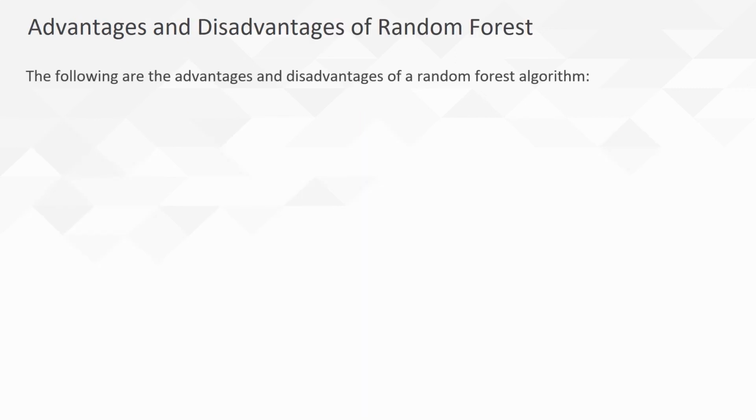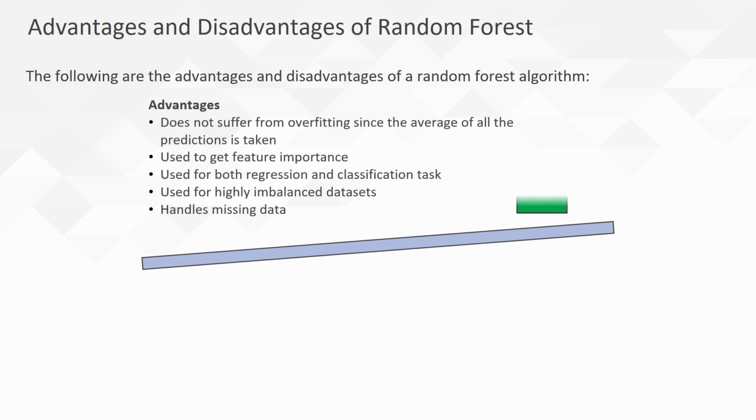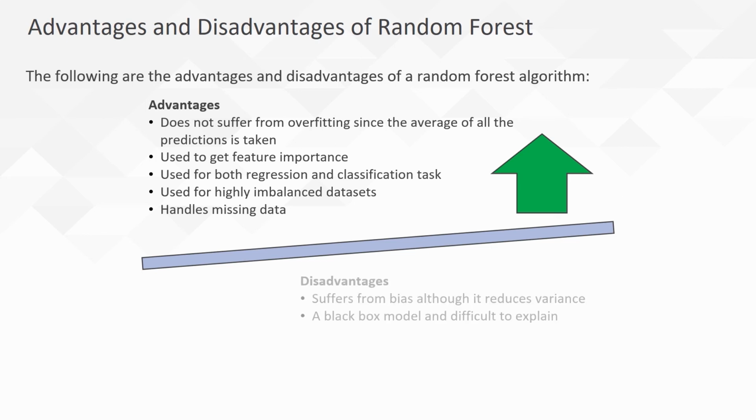The following are the advantages and disadvantages of the random forest algorithm. It does not suffer from overfitting, since we take the average of all the predictions. It can be used to get feature importance. It can be used for both regression and classification tasks. It can be used for highly imbalanced datasets. It is able to handle missing data. On the other hand, it suffers from bias, although it reduces variance. It's mostly a black box model and is difficult to explain. I think that's enough for now.